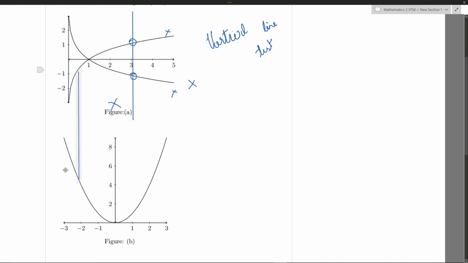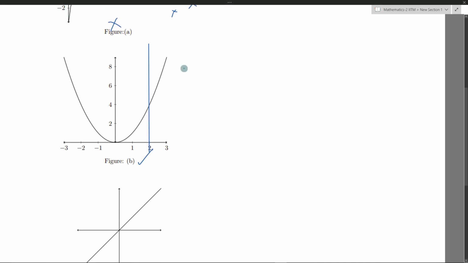In the second case, as you can see, if we move the vertical line throughout, the curve intersects at only one point, right? So we can consider this second one as a function. Specifically, which type of function? This is a parabola, right? For a quadratic function, we can find these types of graphs, right?